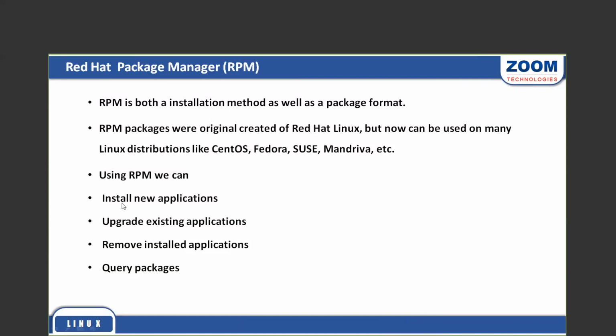Using this RPM, we can do basically four things. What are those four things? We can install the application, we can upgrade the application, we can remove the application, and we can query. Query means what? Checking the application. Checking whether the application is installed or not, removed or not. That way we can check.